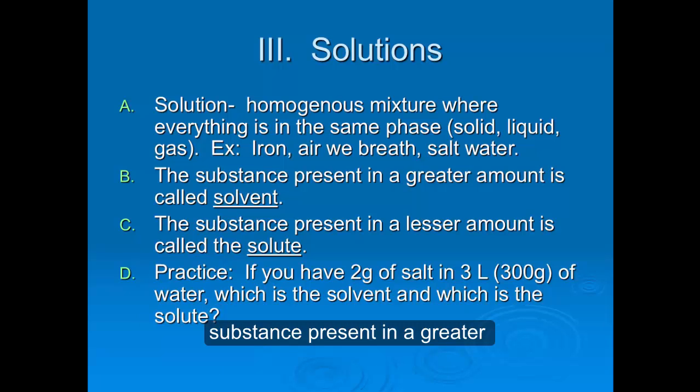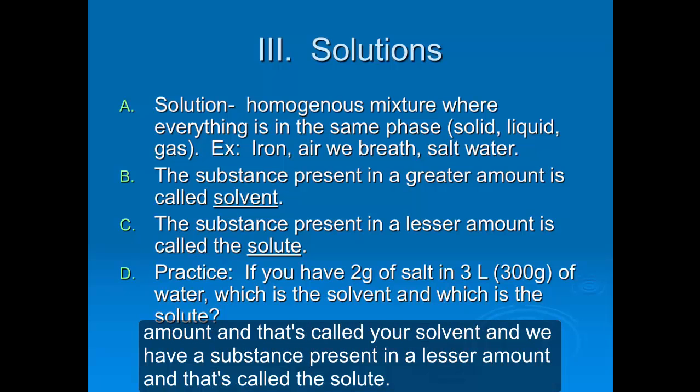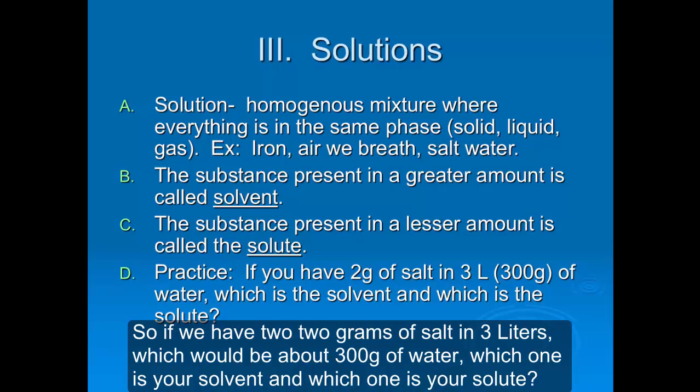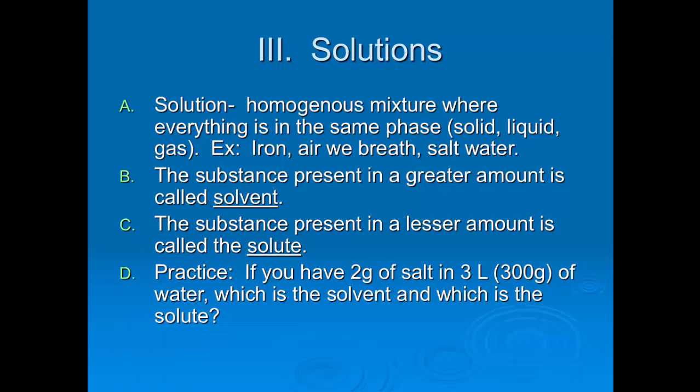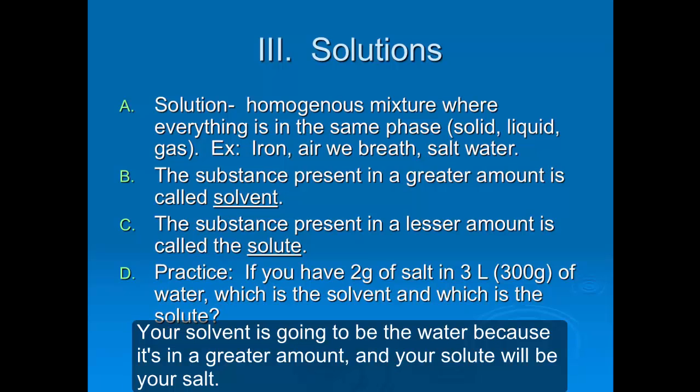So we have a substance present in a greater amount, and that's called your solvent. And we have a substance present in a lesser amount, and that's called your solute. So if we have 2 grams of salt in 3 liters, which would be about 300 grams of water, which one is your solvent and which one is your solute? Your solvent is going to be the water because it's in a greater amount, and your solute will be your salt.